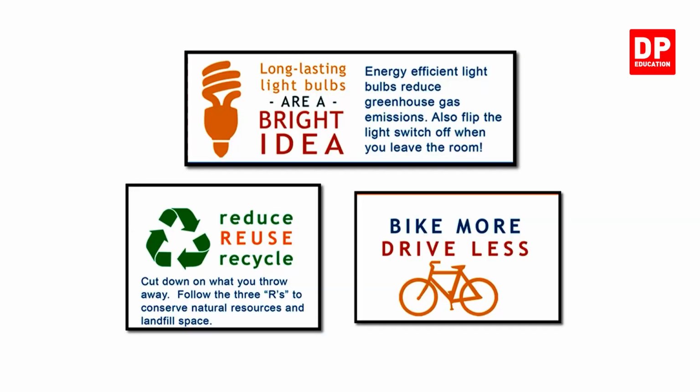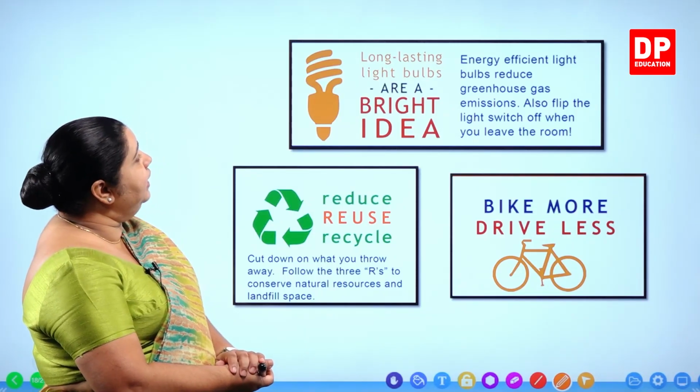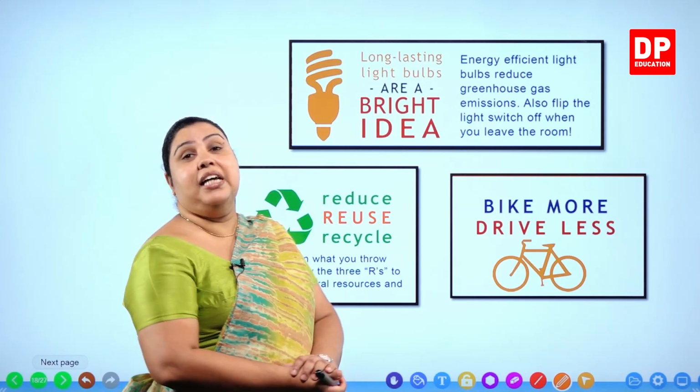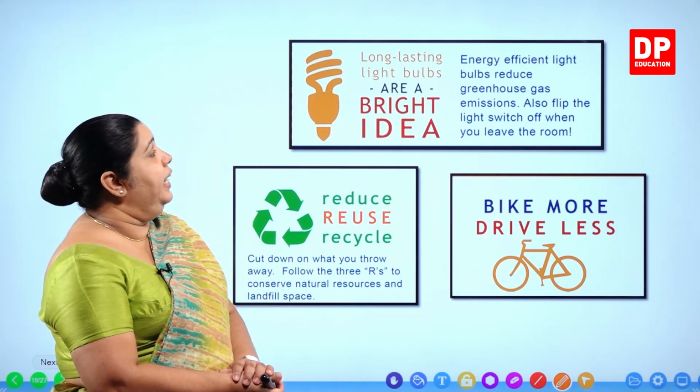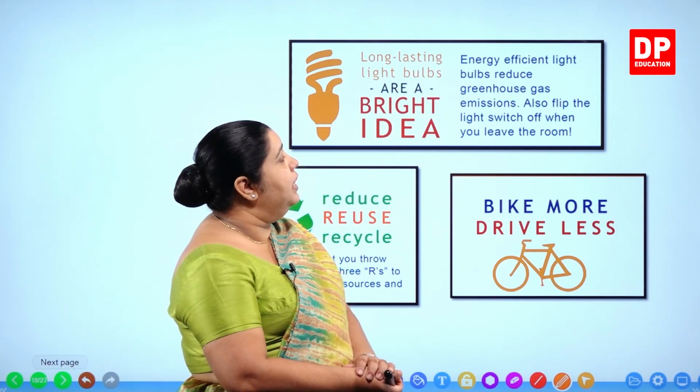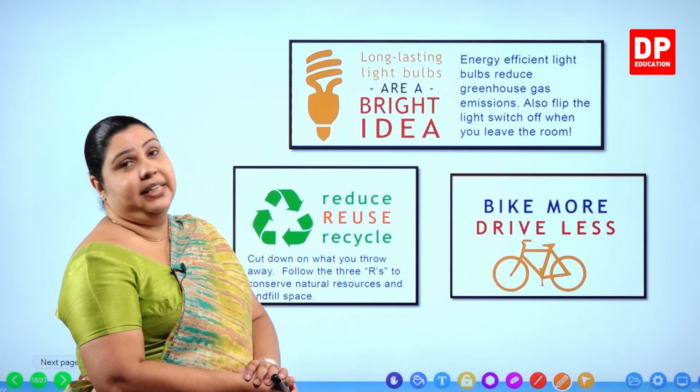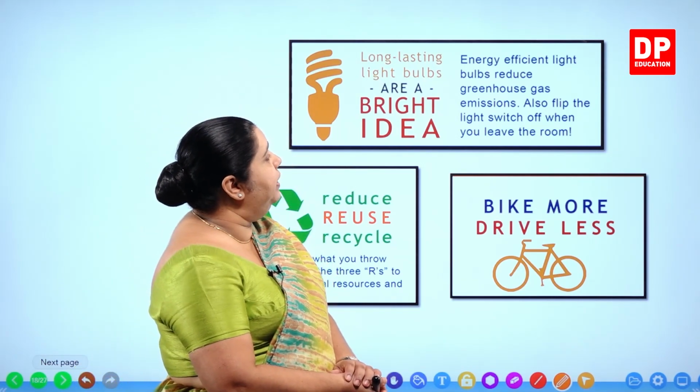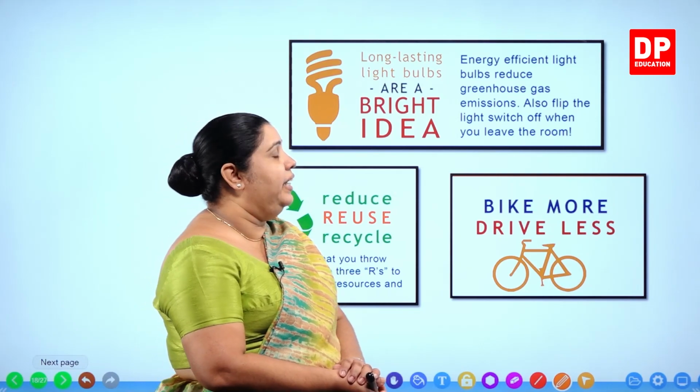These are some of the other things that we can do to protect our Mother Earth. Long-lasting light bulbs are a bright idea. Energy efficient light bulbs reduce greenhouse gas emissions. Also flip the light switch off when you leave the room.